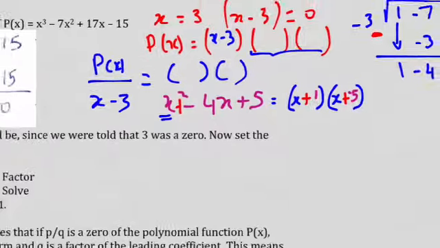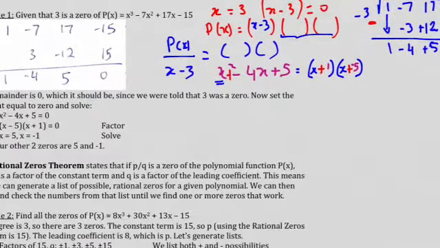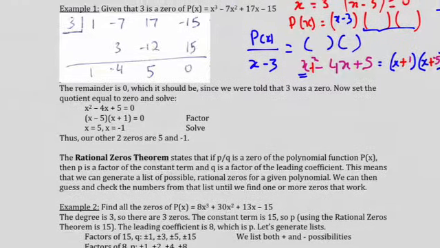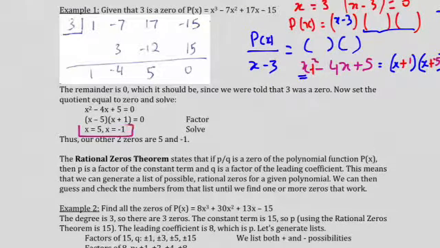That implies that we have x equals 5 and x equals negative 1 as zeros of your polynomial p of x. And so we have 3 zeros. The first zero was 3, and the last two zeros are 5 and negative 1.